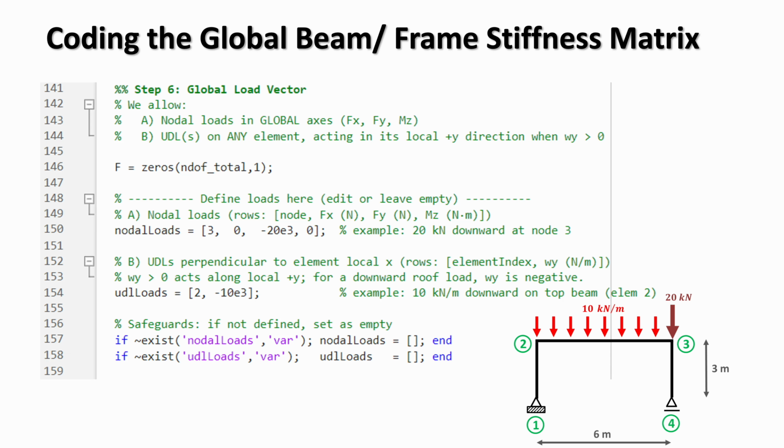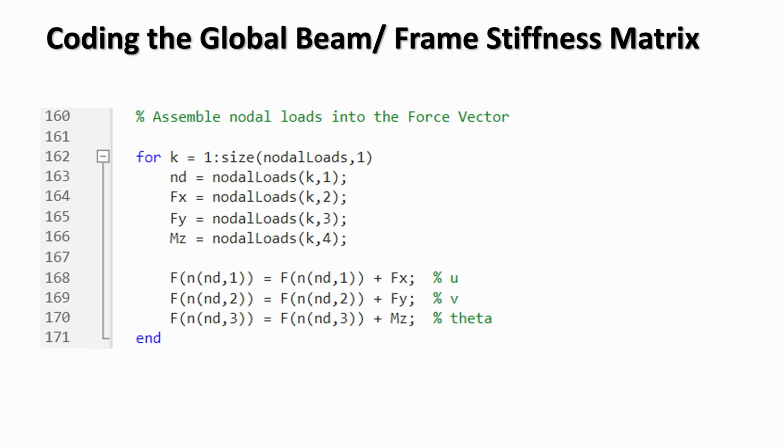And finally on this script, you can see 2 safeguard lines. They ensure that the script still runs if no loads are specified. So in that case, the variables are treated as empty, meaning that no loads of that type are added to the global force vector. In the next step, we loop through the list of nodal forces, 1 row at a time. Each row should contain 4 values: the node number, the horizontal force, the vertical force, and a nodal moment.